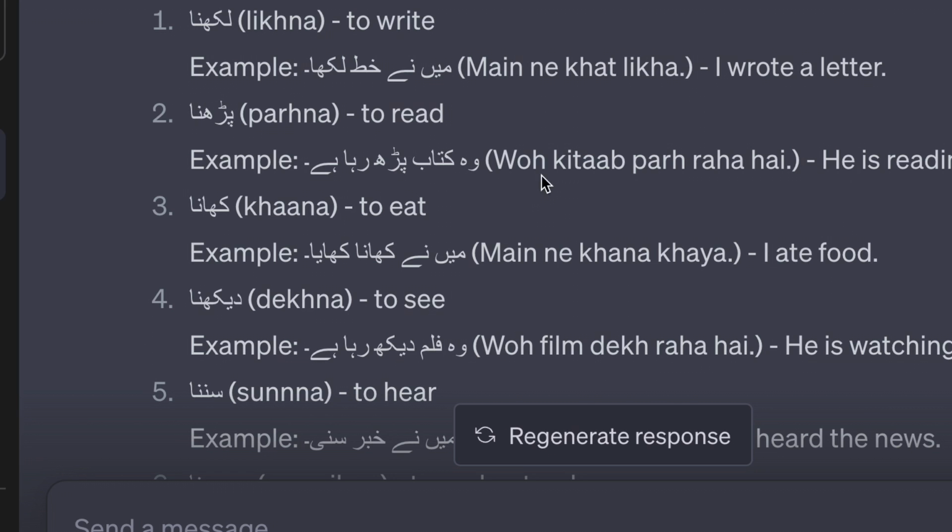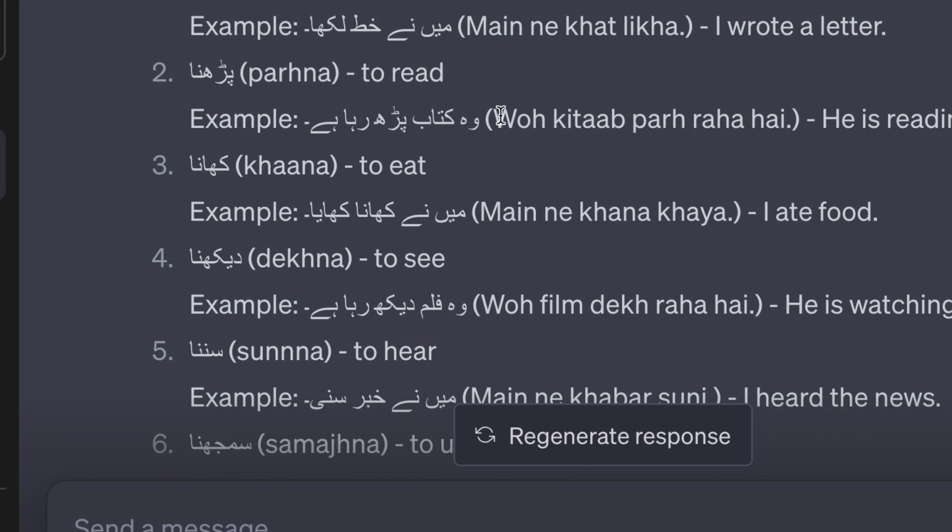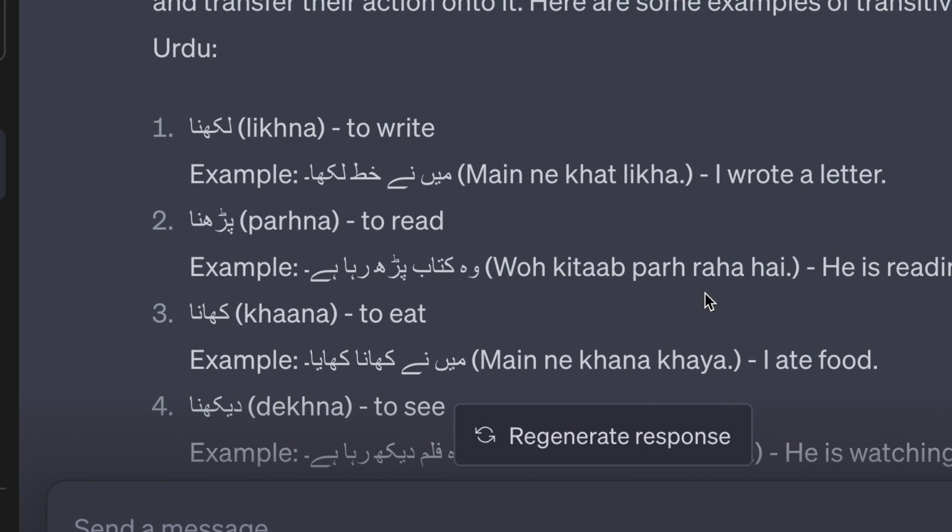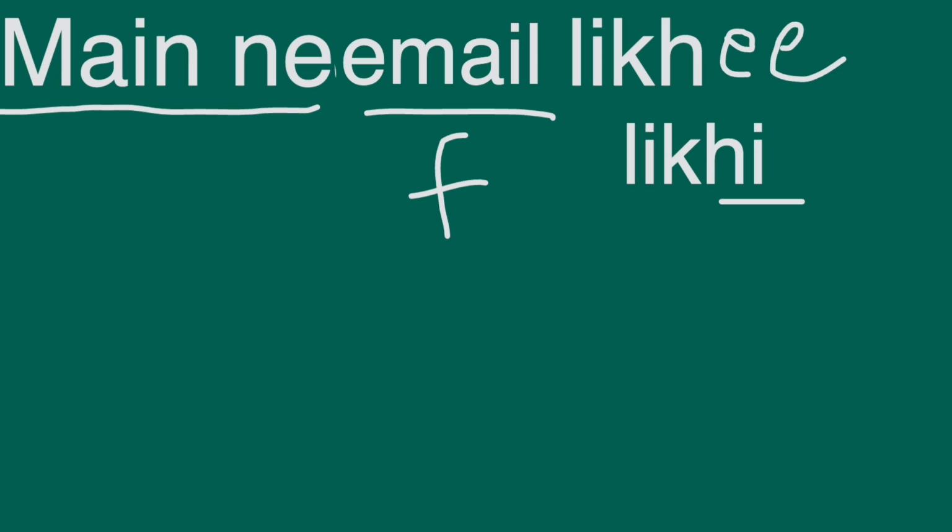sentence, which is पढ़ना. पढ़ना is to read. वो किताब पढ़ा है. This is not in the past simple tense. It is the present continuous tense, right? वो किताब पढ़ रहा है. वो किताब पढ़ा है means he is reading a book. But we want to do the past simple tense. So I'm going to write a different sentence.